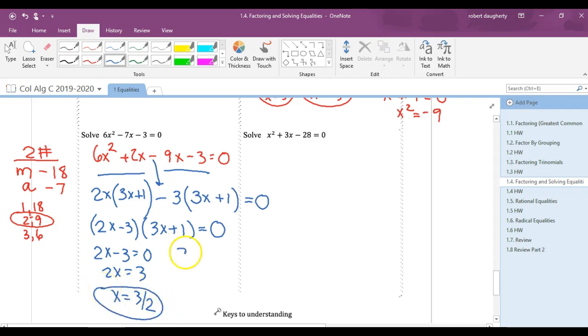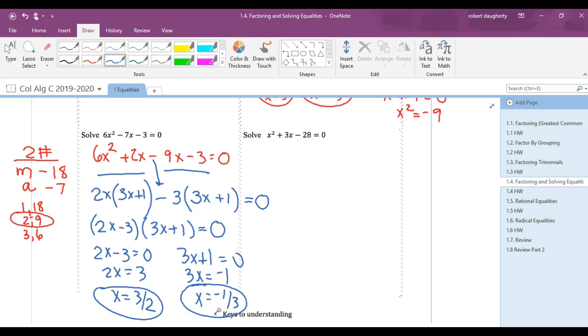This means that 3x plus 1 equals 0. That means that 3x equal negative 1, or x equal what? Negative 1/3. They're fractions, but that's the end. You like fractions to be the end of your problem, not the middle of your problem.